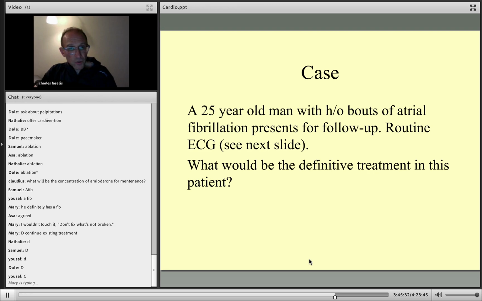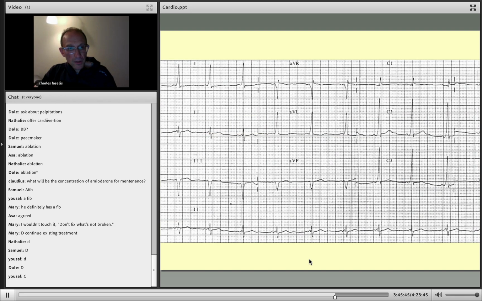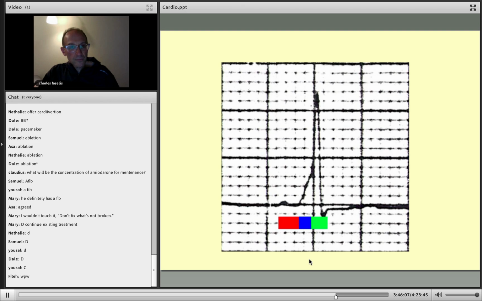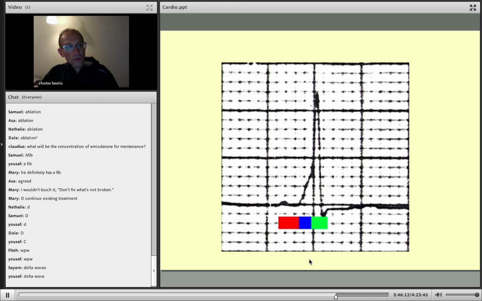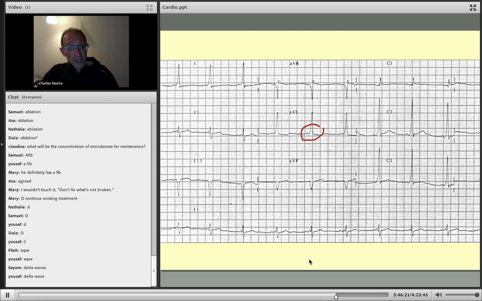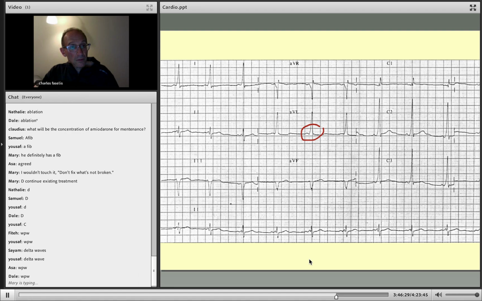All right. A 25-year-old man who has bouts of atrial fibrillation presents for follow-up. What do you guys think? If you look at the EKG closer, this is what you see. You go back here, look. Remember I said young people presenting with AFib? What do you got to worry about? Wolff-Parkinson-White. Who knows what the treatment is? We'll talk about it after the break.